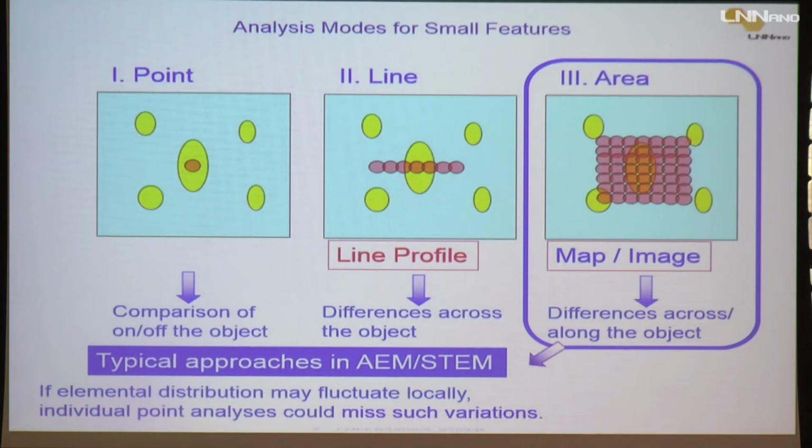It's very useful. You have the possibility to do line scans. With line scans, you can follow differences across the object. You can see around the object which differences you have. And for those who have stable machines, state-of-the-art instruments, the best analytical technique is spectrum imaging, okay?